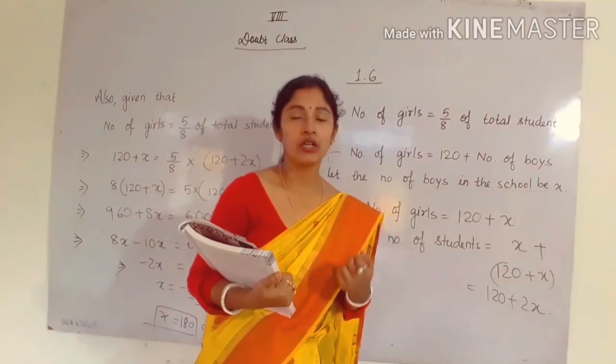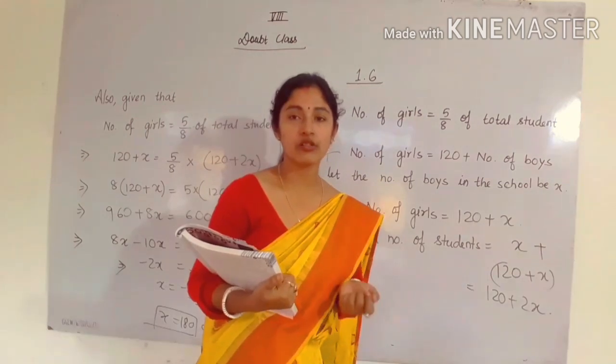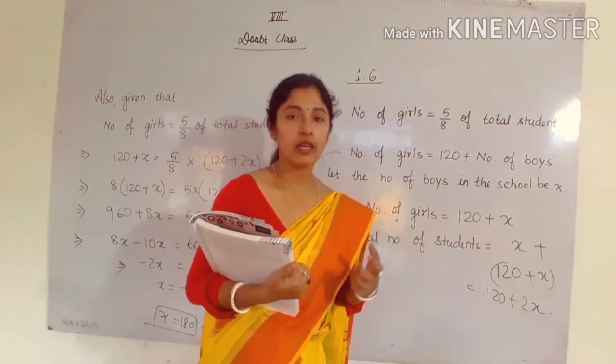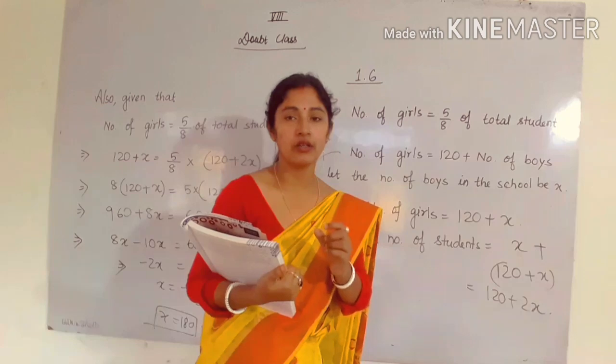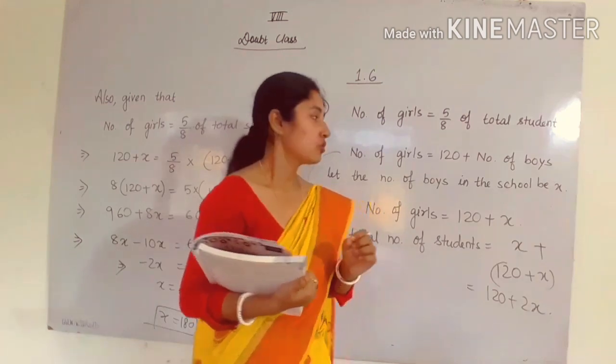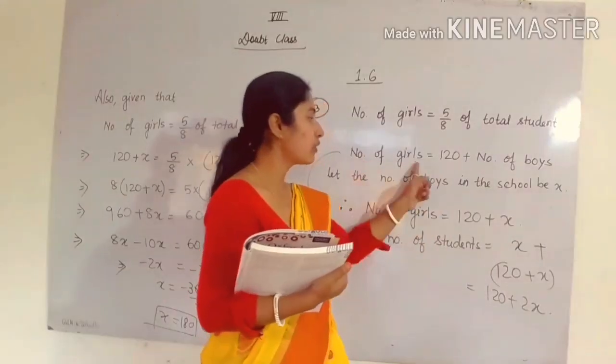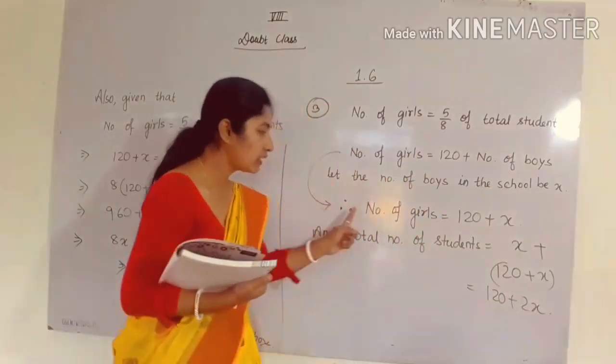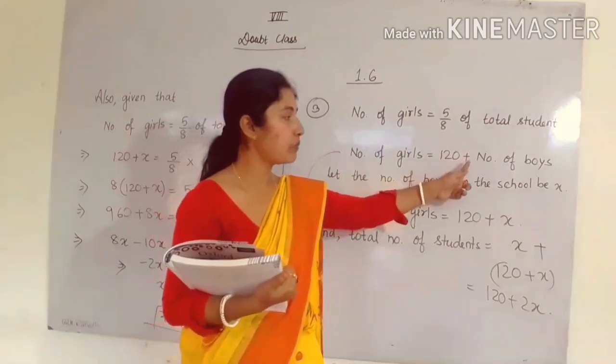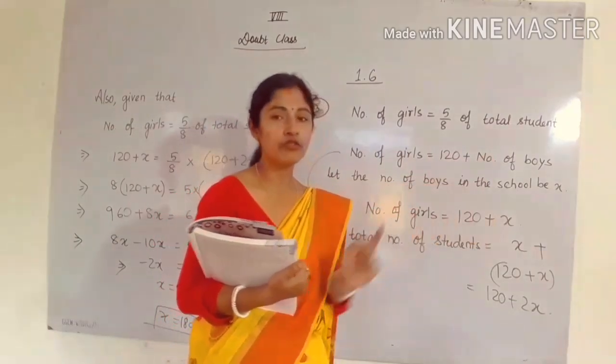You can take the total strength of the school also as x. Then the equation will be somewhat different. Okay. So I have taken the number of boys as x. So number of girls will be how much? From this we can write number of girls is equal to 120 plus x. X is the number of boys.